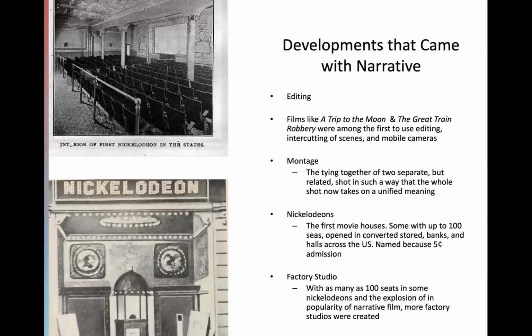With that narrative, we got editing, right? So, A Trip to the Moon was the first one, and then The Great Train Robbery was the second. We go back and forth about which one was really the first, depending on who you talk to. Somebody will say one or the other, but they came out around the same time. And basically, they were using mobile cameras, they were intercutting scenes together, and they were making the first movies.